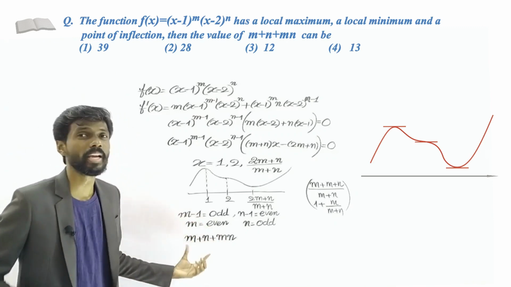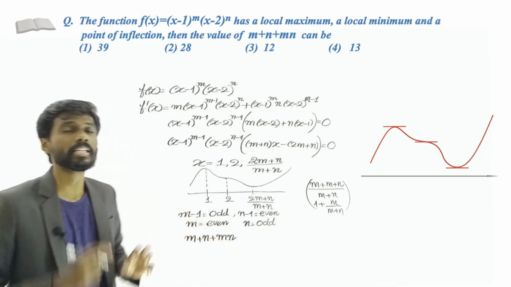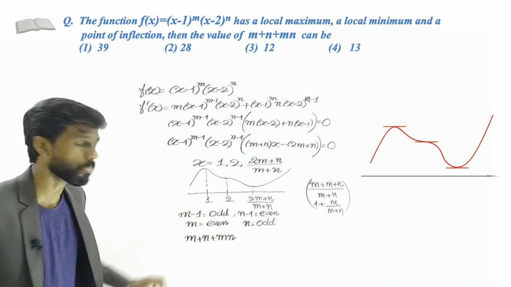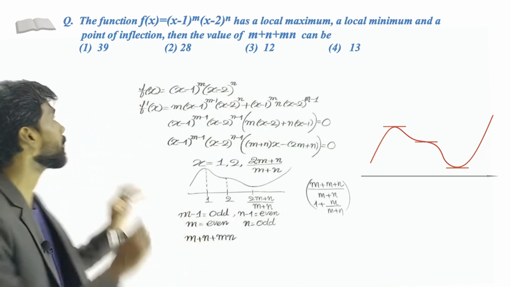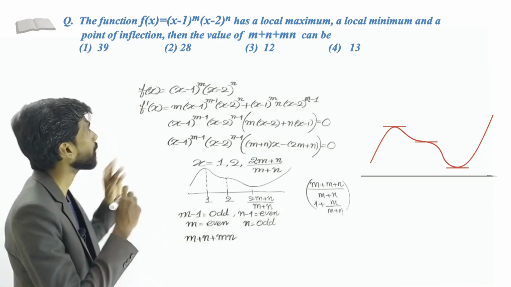So the sum m plus n must be an odd number, and mn is an even number, the product of even and odd. Even plus odd is an odd number. So the whole expression must be an odd number. That means this cannot be an even number, so we can reject the options which contain even numbers. Let us look at the other options.